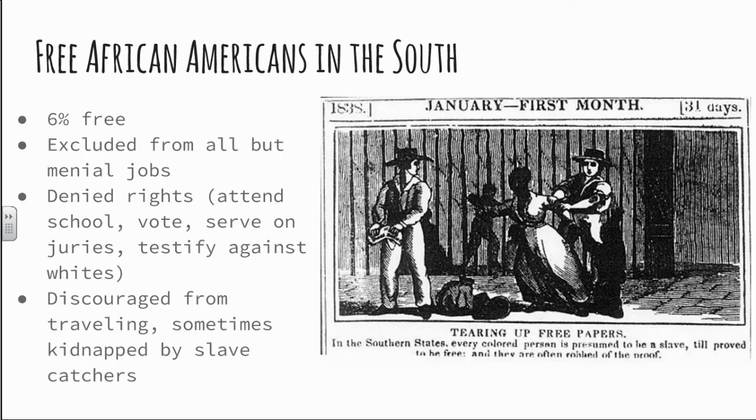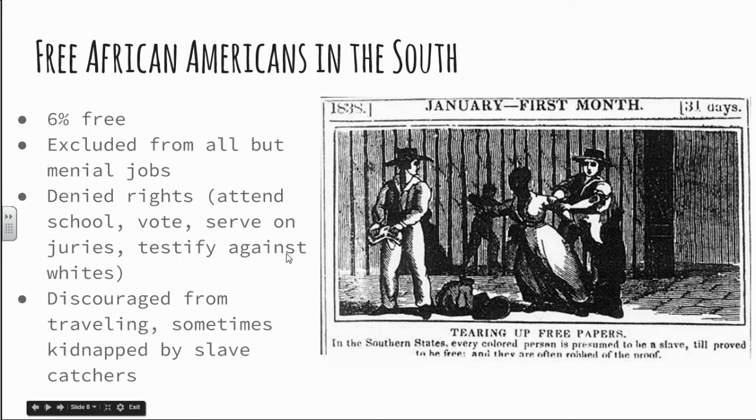They also, just as in the North, were excluded from all but the most low-level basic cleaning, low-salary jobs. They were denied rights. They weren't permitted to send their children to school. They weren't permitted to vote or serve on juries. Obviously, they weren't permitted to testify against whites. So if you were an African American who was accused of a crime by a white person, you were virtually doomed because you weren't allowed to even take the stand to testify against the whites. Not that the all-white jury would have listened to you anyway.